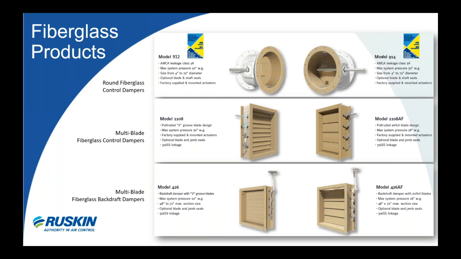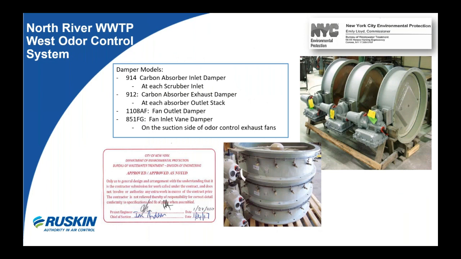A project which highlights Ruskin's ability to offer one-stop shopping for FRP products is the North River Wastewater Treatment Plant West Odor Control System in New York. The existing products, including dampers, ducting, fans, and support structure, were corroding to the point where they were failing and creating a dangerous environment for workers at the facility. Project engineers determined that the most effective path forward was to replace all metal dampers, ducting, and accessories with fiberglass equivalents. Ruskin supplied the project with round models 912 and 914, multi-blade control damper model 1108AF, and even the fiberglass inlet vane damper model 851FG.